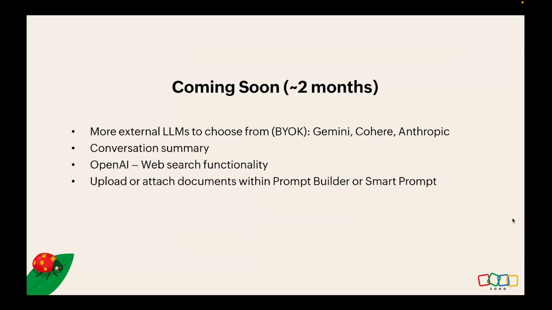Before going into our demo, I also want to quickly cover our upcoming updates, because we are always actively working on improving our AI features, and there's always something exciting in the works. We'll be including more external LLMs on a bring your own key basis, and Smart Prompt will be enhanced with knowledge base management so that you can make your email writing even more personalized and relevant. And the OpenAI LLM option will also include a web search functionality so that you can retrieve real-time data from the web as opposed to the data that is already stored in the LLM.